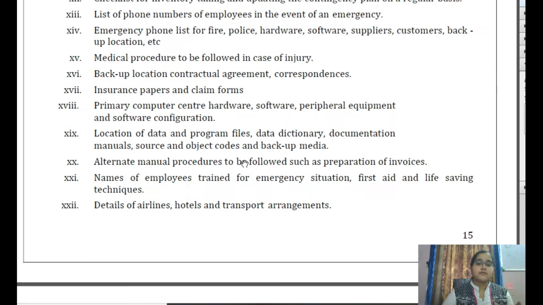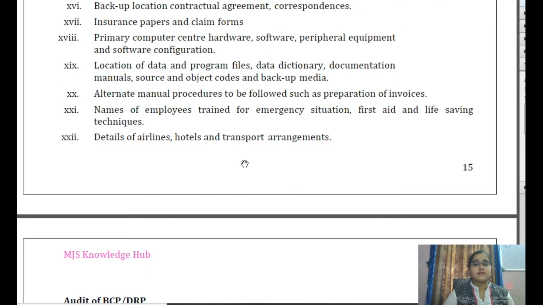The location of the data, programs, data dictionary, object codes and backup media, meaning technological stuff. Where are you going to keep it? Technological stuff can relate to hardware, and also software like data programs, data dictionary, and other peripheral equipment. Which area are we going to keep it in? Then the alternate manual procedures to be followed, such as preparation of invoices in such cases.